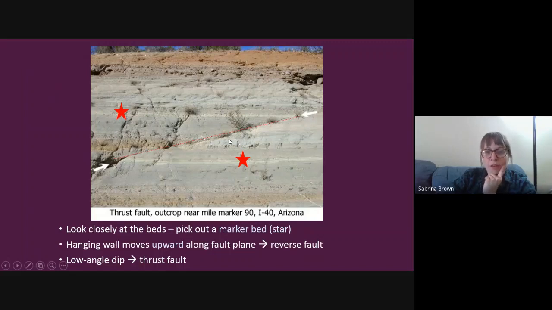As we're standing on our fault line, we can see this bottom one on the right is our foot wall. This one on the left is our hanging wall. What we see is our hanging wall has moved up relative to our foot wall. And if our hanging wall has moved up relative to our foot wall, then we know that it's a reverse fault. And if we want to get fancy, we'll call it a thrust fault because the angle is low. Though reverse fault, in my mind, is totally an acceptable answer.